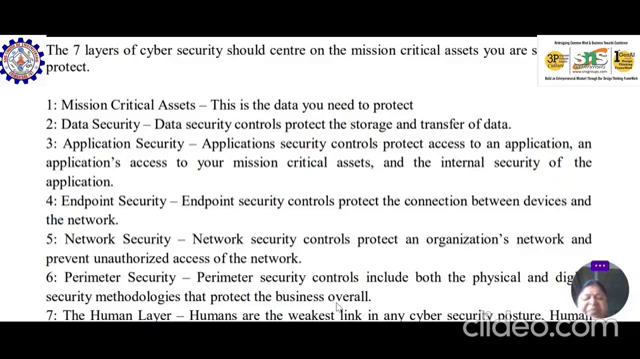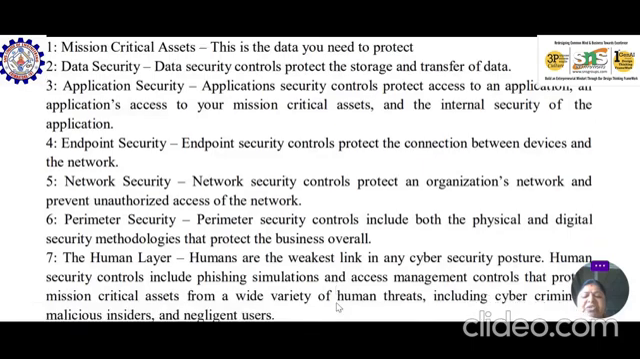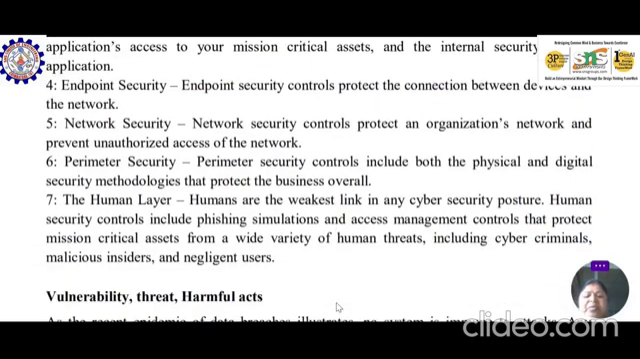of the application. And next comes endpoint security, and this layer controls the protection in connection between the devices and the network. And next comes network security, and this controls the protection on the organization's network and prevents unauthorized access of the network. And next comes perimeter security, which includes both physical and digital security methodologies that protect the business overall.